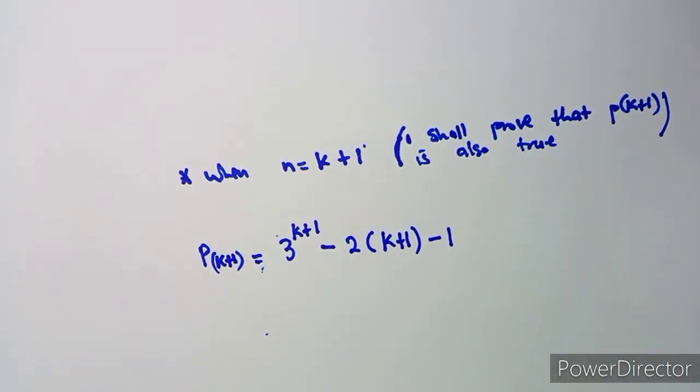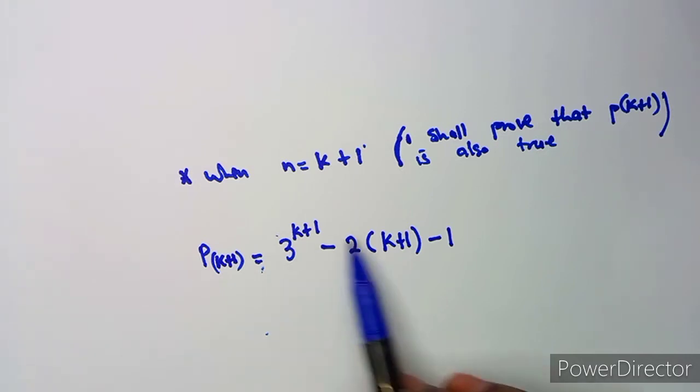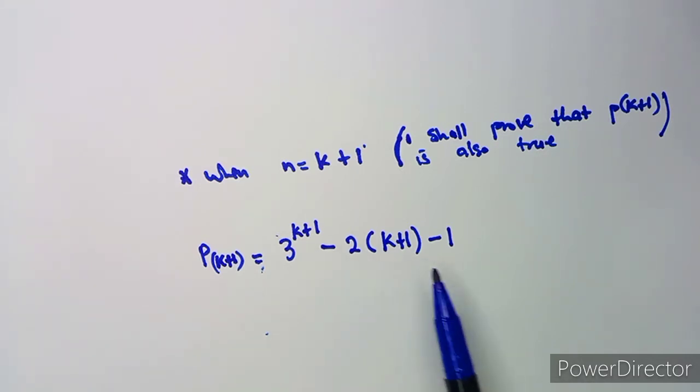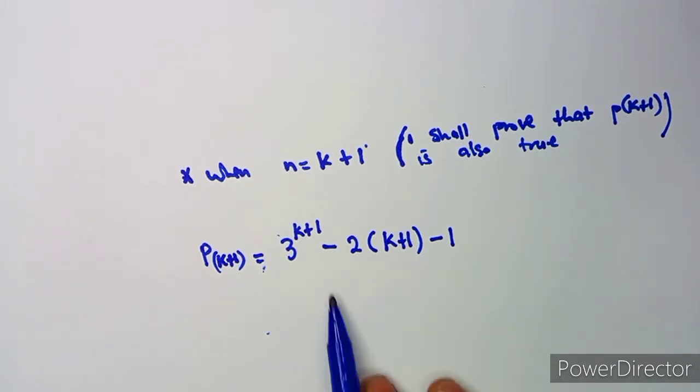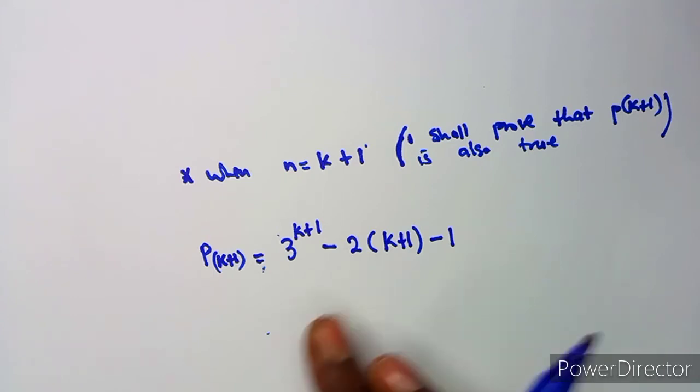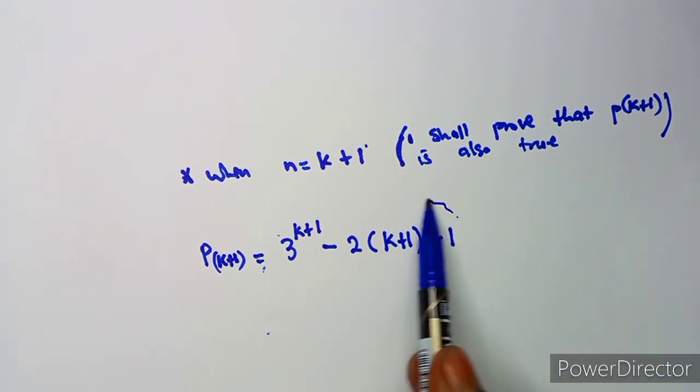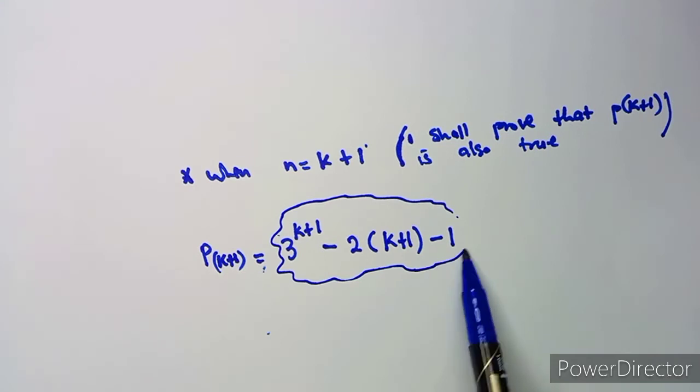What you're going to do is to prove that this statement that we have is divisible by 4. This is what you're going to do. So how are you going to prove that? These are the stages you're going to take. Since we have seen that this is our P(k), I'm going to work with this expression, which is representing P(k+1), and see if it is going to be divisible by 4.